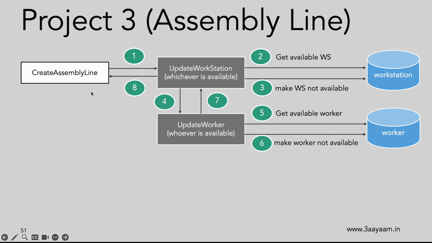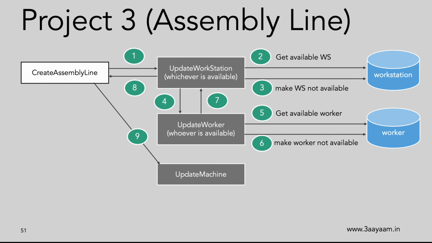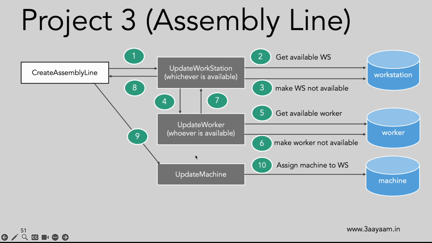Alright, so once it is done, this API would make a call to another API, which is update machine, because the workstation would also need machines. The workstation can have multiple machines associated or attached to it. So create assembly line would make a call, and this would again assign machine to the workstation and then return the response back. Once the response is received, then it would make an entry in the production log table, which would log the progress of the assembly line.